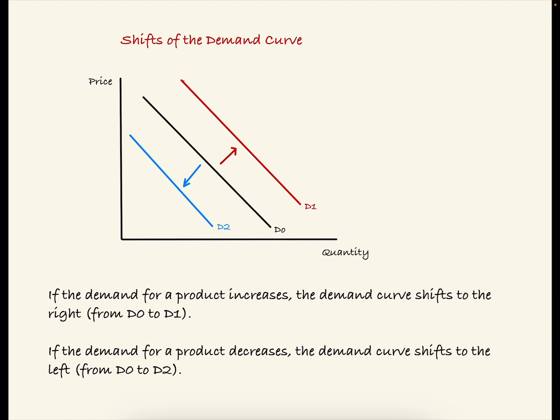Now let's look at the opposite case. If the demand for a product decreases, the demand curve shifts to the left, from D0 to D2. In our graph, we can see that in the blue arrow.